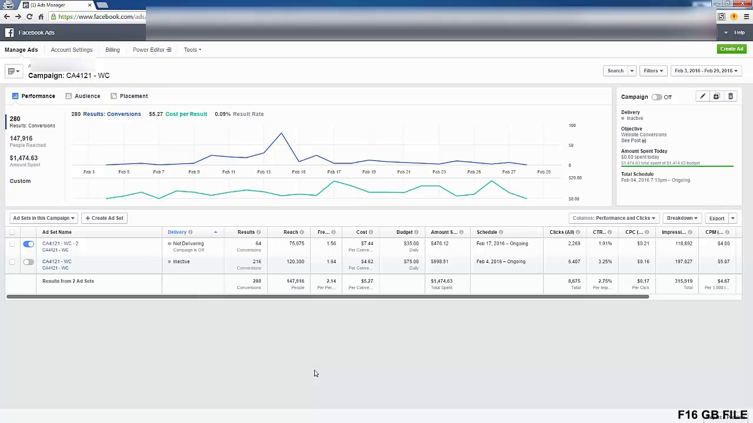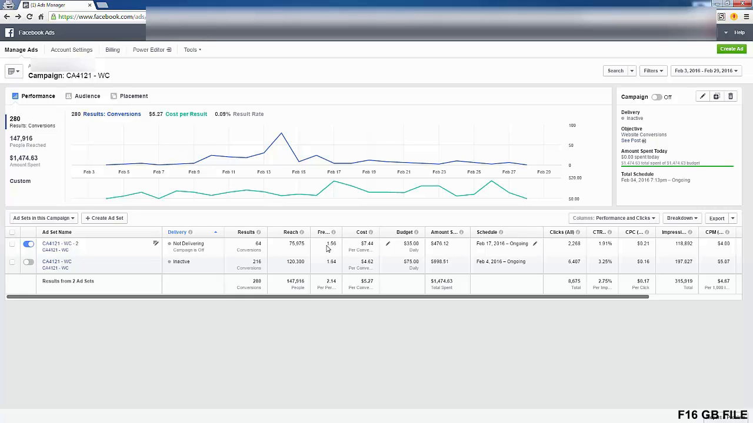Now, out of those 75,975 people, each of them has seen the ad on average 1.5, or 1.56, times. So obviously you can't see an ad half of a time, but that basically means some people see it twice, some people see it once. Now, frequency is a very important number to stay on top of, especially when you're scaling and as you get to the end of your campaign.